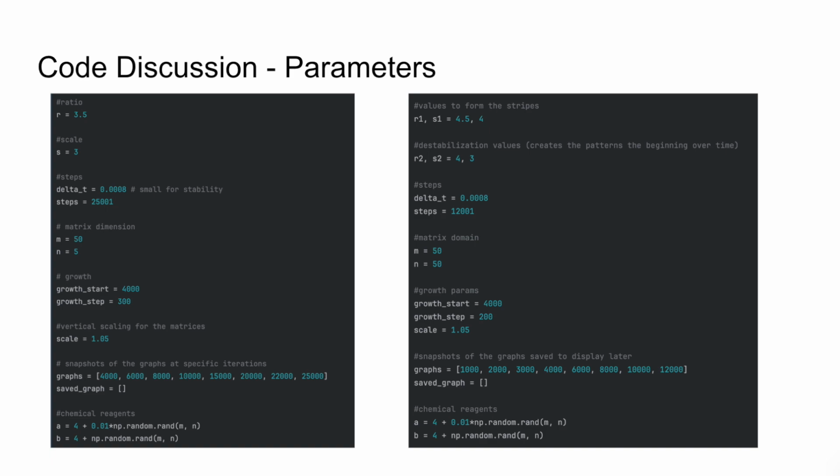Let's dive into the code behind the simulation results. The parameters for each simulation are taken from the article data provided. Each simulation had different starting parameters. The chemical reagents A and B are created using uniform random distributions.